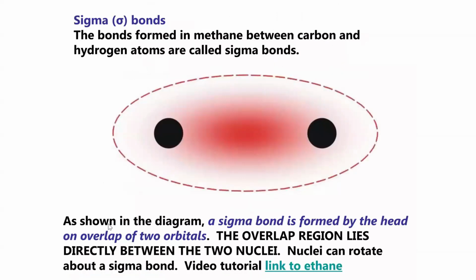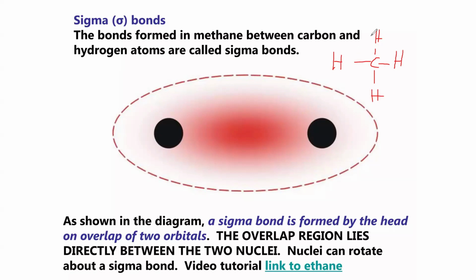So the next thing is sigma bond. How are sigma bonds formed? The bonds formed in methane between carbon and hydrogen atoms are called sigma bonds. So remember, we have carbon bonded to 4 different hydrogens in methane. All these bonds formed between carbon and hydrogen are called sigma bonds.